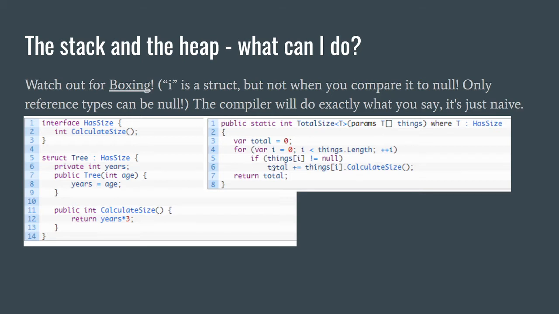But if you do something like this, in this for loop, you'll notice that there's a for loop, and inside of it says, if things[i] does not equal null.